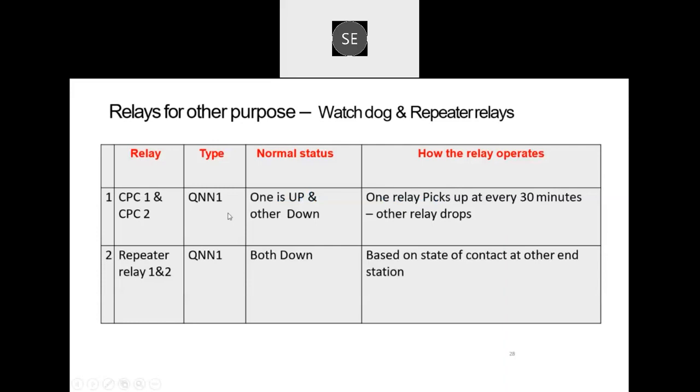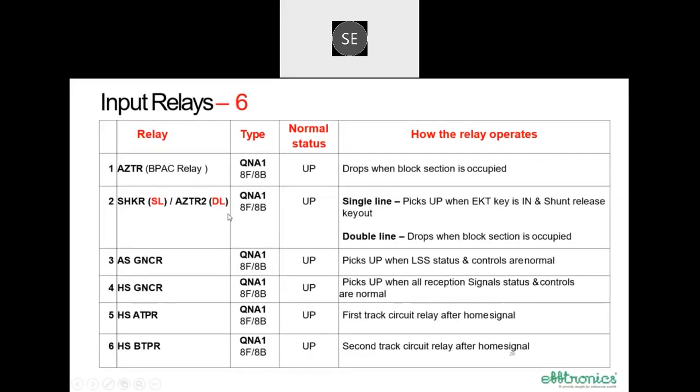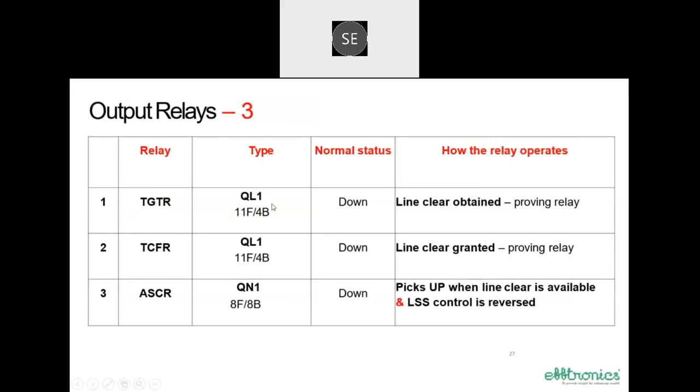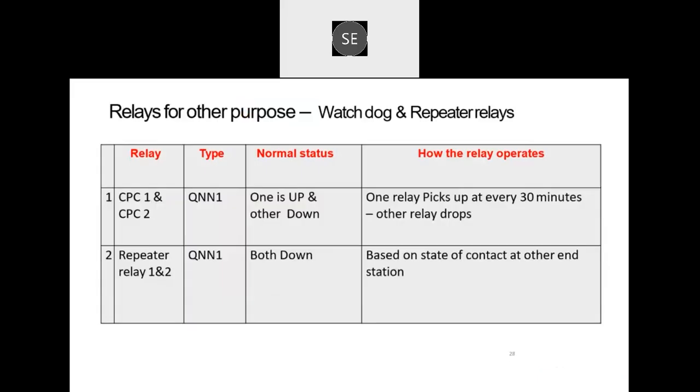So this is about input and output relays of the system. The 6 input relays are all of type QNA1 and 8F8B, and there are 3 output relays. 2 of those output relays are latching relays, and 1 is a normal neutral relay. So 4 other relays are there for watchdog, and they are critical power control relays. 2 critical power control relays, 1 picks up if the other is down. Repeater relays are 2.